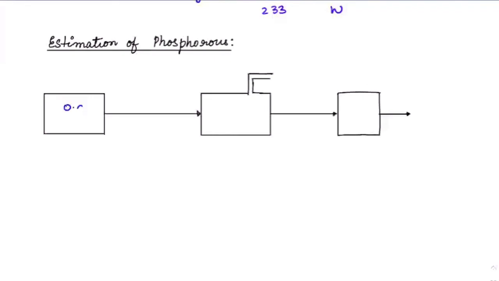Taking the organic compound as W grams, reacting with concentrated HNO3, keeping it for 2 hours minimum. Then this will convert into H3PO4 liquid. Whatever carbon is there will come out as carbon dioxide.